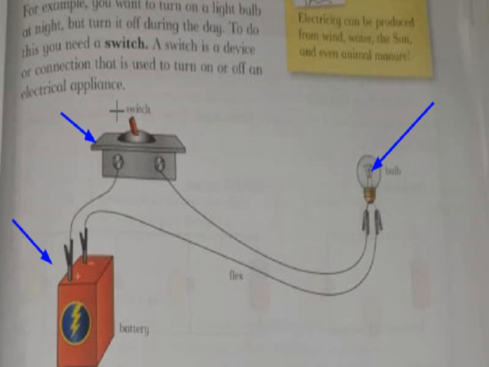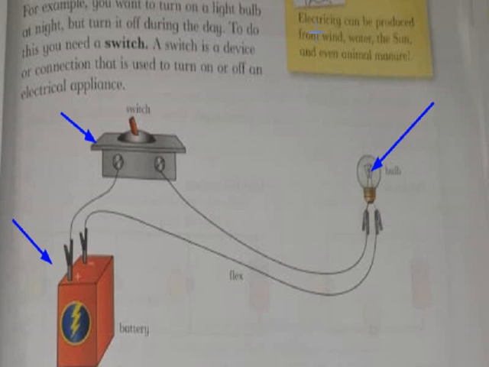Now if we have a switch, the switch can make a complete circuit and an incomplete circuit. When we turn on the switch, the circuit is complete and the bulb lights. Understand? When we turn off the switch, the bulb is turned off. The battery provides power to the bulb. Sometimes we need the power. In daytime we will turn off the switch, and in night time we will turn on the switch.